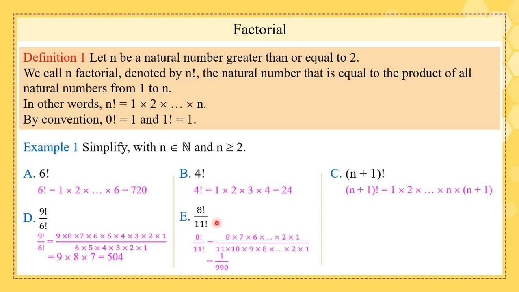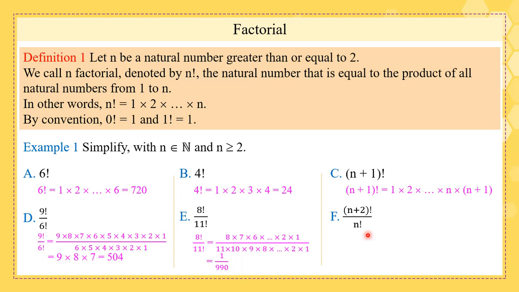Let's see part E. We do it similar to part D. 8 factorial is the product of all natural numbers from 1 to 8, and 11 factorial is the product from 1 to 11, and we can simplify here 1 to 8, 1 to 8. We get 1 over 9 times 10 times 11, which is 990.